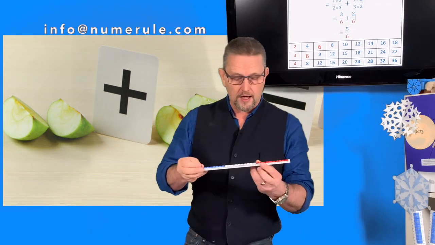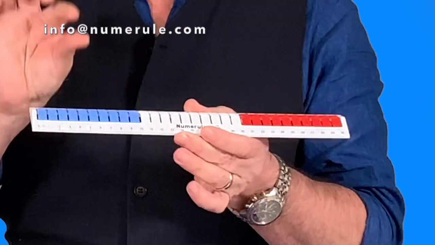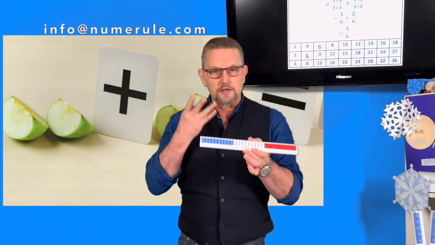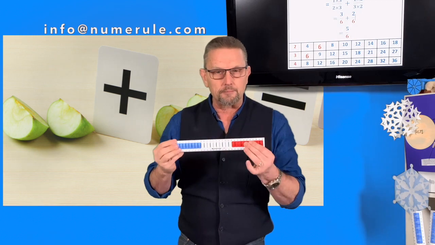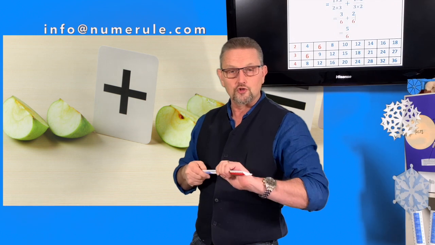Okay, there we go. The ruler is a multi-sensory concrete learning aid where the kids can press down and push up the numbers so that they can physically manipulate number. Now, we've done plenty of videos on YouTube.